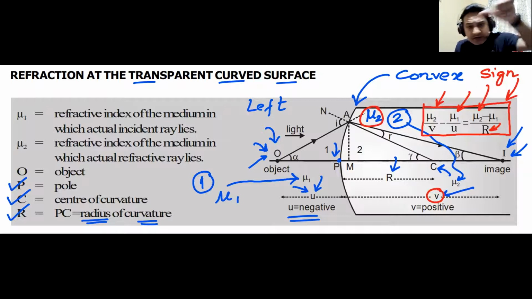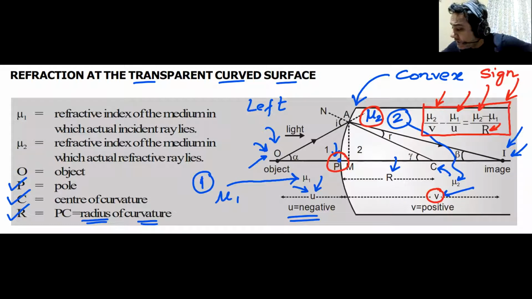Can you tell me? The direction of the ray of light is taken as? Positive. The opposite direction is taken as negative. And all distances are always measured from where? All distances are always measured from the pole P of the mirror. Here it is pole P of the curved surface. So you'll have to measure all the distances from pole P. Pole P becomes your origin.